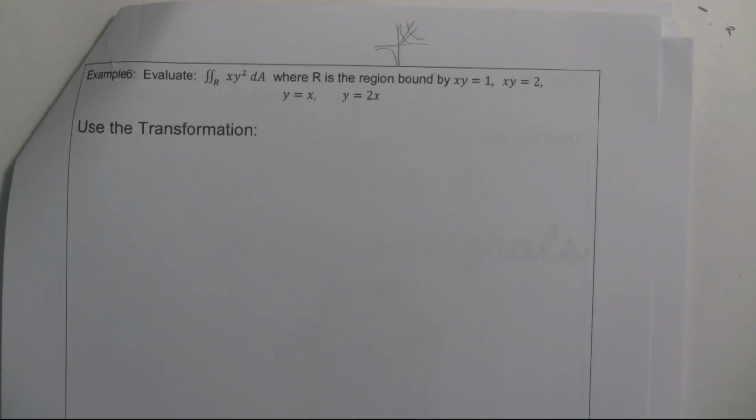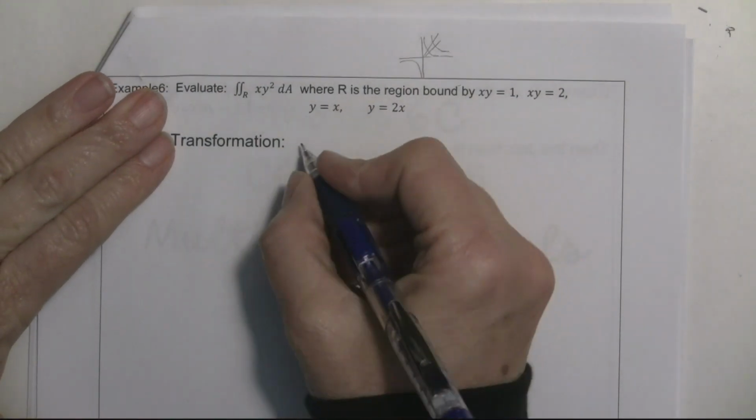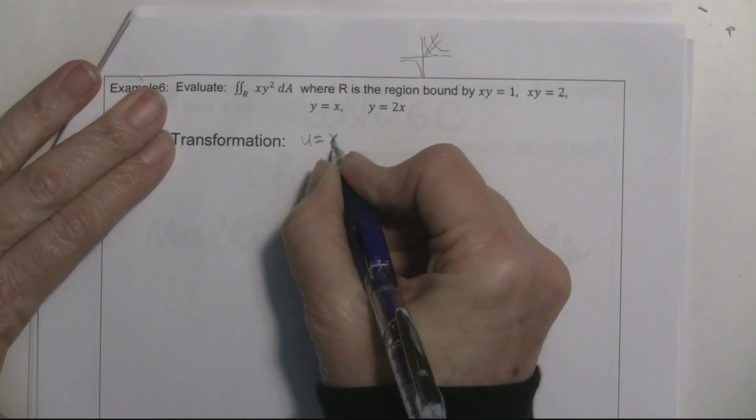I got this problem from Professor Leonard, and what I was in the habit of doing is watching some of his lesson and then trying it on my own. Looking at the problem, what I said to myself is, well, I would let one of my transformations be u equals xy. Do you see why that would be kind of nice? So I said I'm going to let u equals xy.